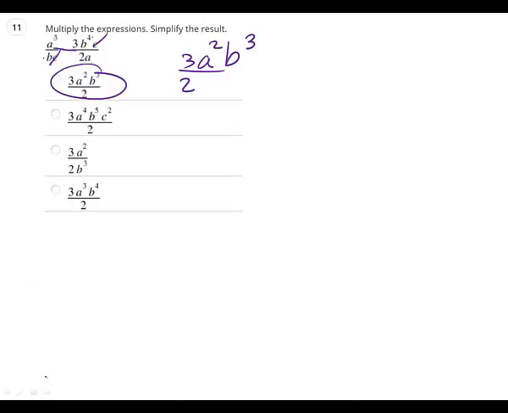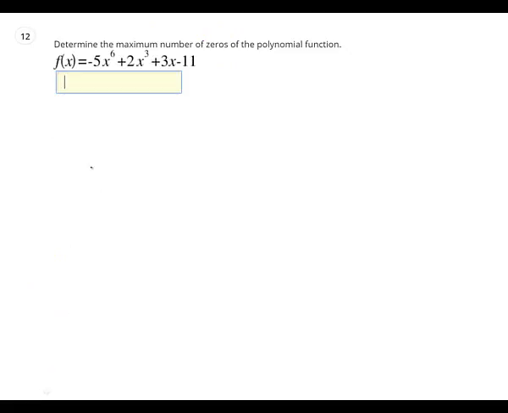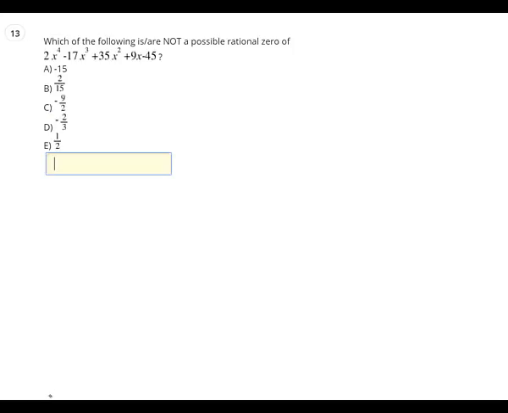All right, we good with 11? All right, determine the maximum number of zeros of the polynomial function. There's no work on this one. Remember, you just look at the degree. What's the degree of this? 6. Please don't get that wrong on the final. Okay? You don't even need to write anything down. I will give you permission to not write anything down on number 12. You can circle the 6, but it's online, right? So you can't circle the 6. You can imagine circling the 6.